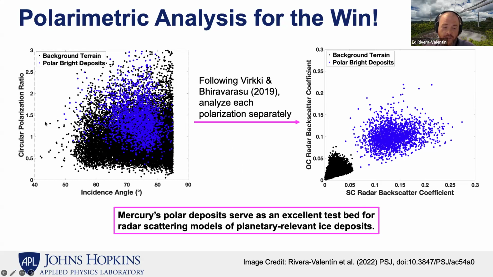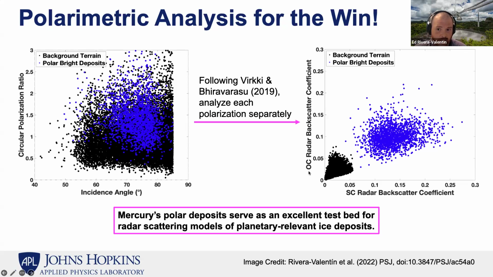So instead of looking at them in a single metric, you can plot them as SC versus OC, and you suddenly see that the values for background terrain and PSRs, poof, they separate out into clearly distinguishable classes with little to no overlap of these values. And so it makes it far easier to identify the radar bright deposits as compared to the background terrain by looking at things separately.